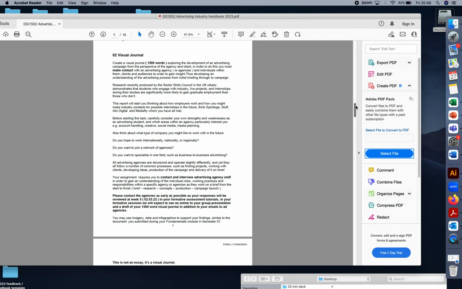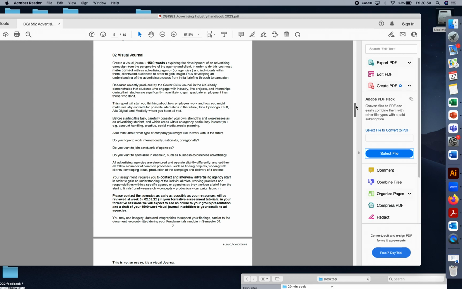So what you're then going to do is build a report. Start thinking, before you contact them, do you want to talk to a creative person? Do you want to talk to a client side person? Maybe talk to them about placements and internships moving forward. Think about your own strengths and weaknesses, and what kind of aspect of advertising appeals to you. And then, as I said, start thinking how, by reaching out to these people, you can contextualize your work, and how they can start forming your ideas for your future beyond this course.